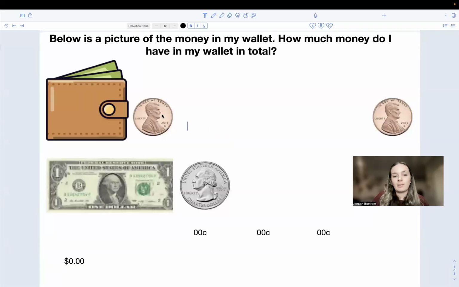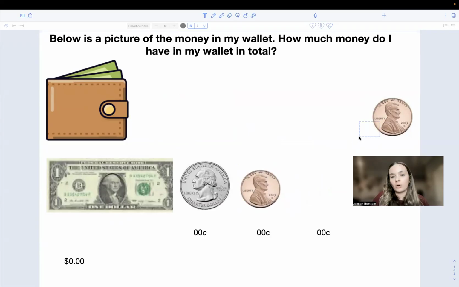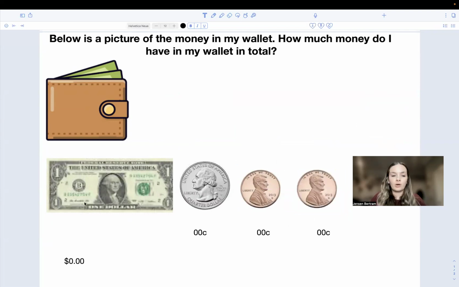Now we are going to grab our pennies and move them into an order. Let me grab this one. Perfect. All right, so now that we have it in an order from biggest amount to smallest amount, what I like to do is set up my equation or just label the dollars and money amount.